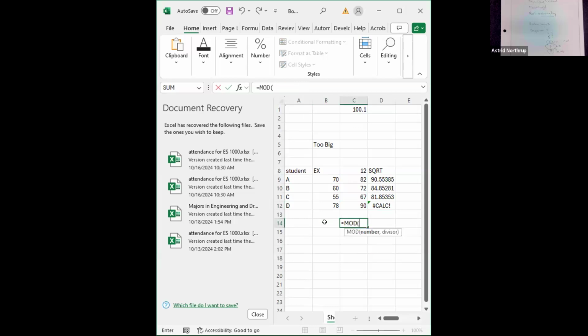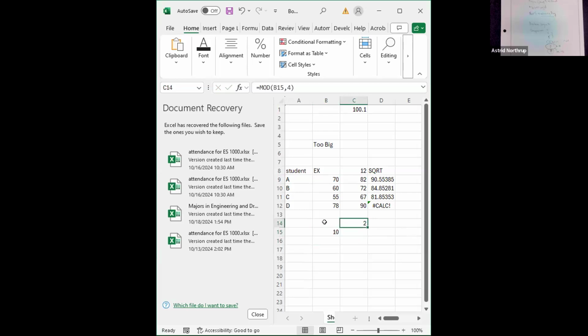Then you could go, let's see, what's one over here, B15. And then we want the divisor, comma. Let's say we divide things by 4. Okay, so if we put in 10 here, the remainder should be 2.